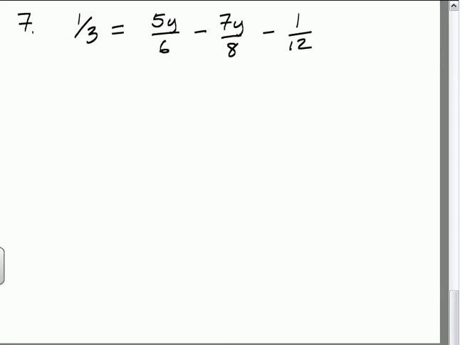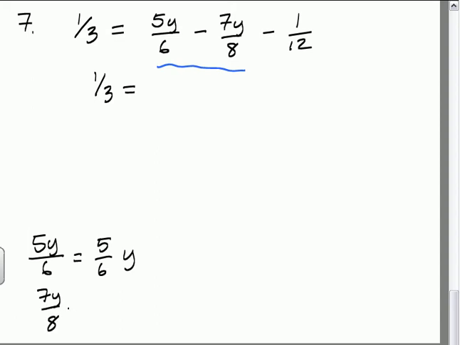Okay, so I'm going to try to be a little bit less talkative here and just see if you can see what I'm doing over on the side. Oh, I got to talk here. You'll notice we have 5y over 6. Another way to write that, which means the same thing, is 5/6 y. Just as 7y over 8, how else could you write that? Yeah, 7/8 y.